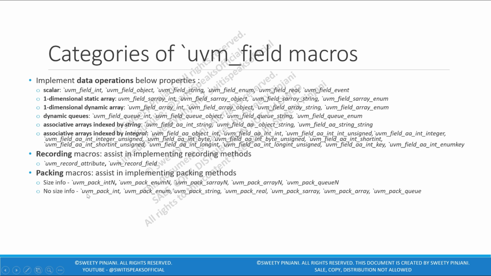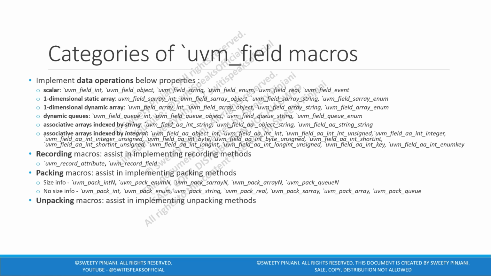Similarly, if you are not specifying size, then don't use the suffix n. So only use UVM pack as the prefix and your data type. For example, for int you will use UVM pack int. For enum use UVM pack enum. For string use UVM pack string. For real use UVM pack real. For static array, you have to use UVM pack S array. For dynamic array, use UVM pack array. For Q, use UVM pack Q.